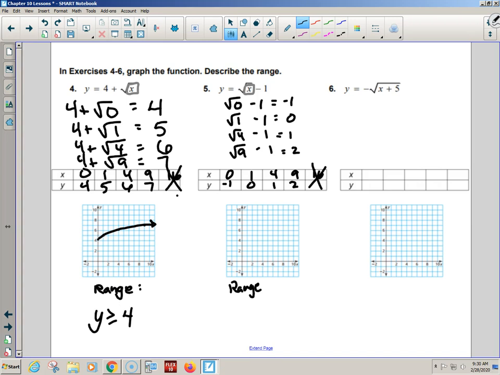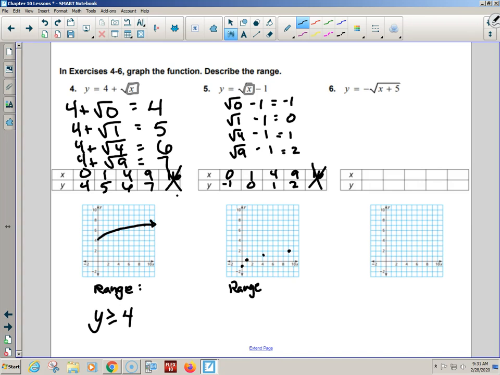So when we graph 0, negative 1, oh, that's weird. It goes down below the axis. 1, 0, okay. 4, 1, okay. 9, 2, okay. Let's see if I get it. Yeah. Cool. Do you see the swoop? If the swoop's not there, we're in trouble.